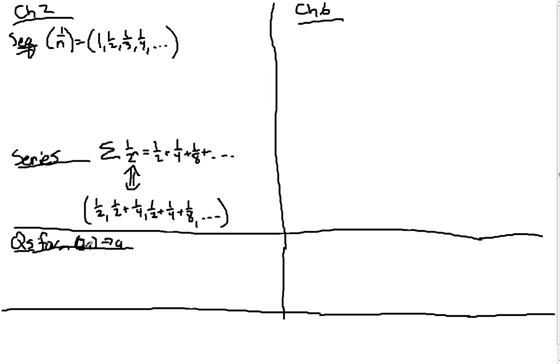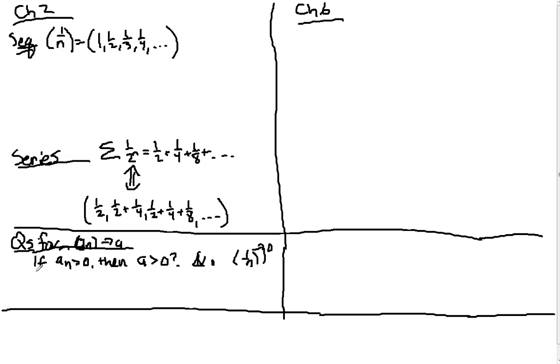And we ask some questions. This was not the main point of these sequences and series. Namely, if a sub n goes to a, we could ask, if all the a sub n are positive, then is a positive? The answer is no, because, say, the sequence up above, 1 over n goes to 0.